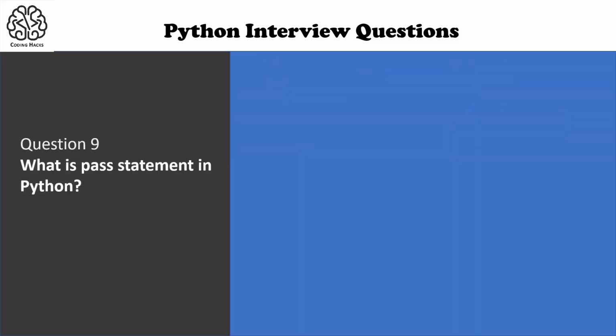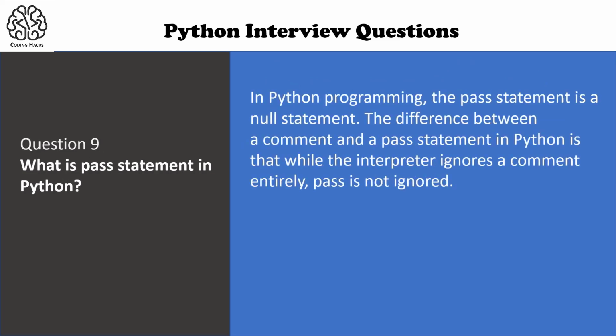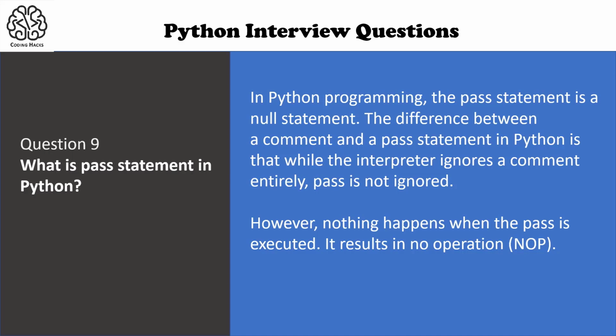Question number 9 is, what is pass statement in Python? In Python programming, the pass statement is a null statement. The difference between a comment and pass statement in Python is that while the interpreter ignores a comment entirely, pass is not ignored. However, nothing happens when the pass is executed. It results in no operation, that is NOP.